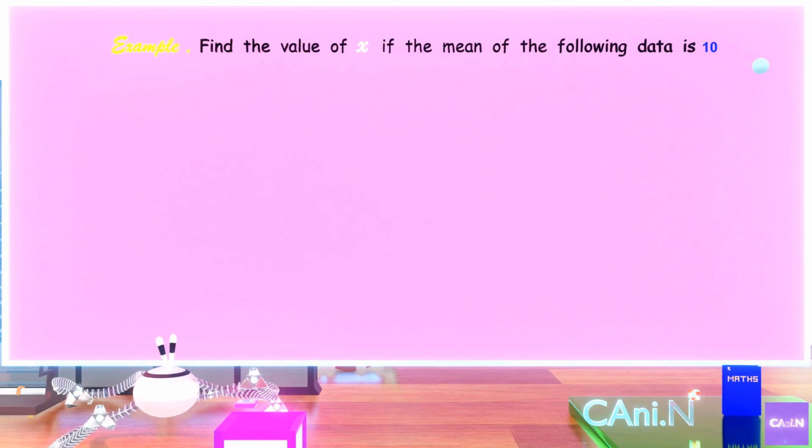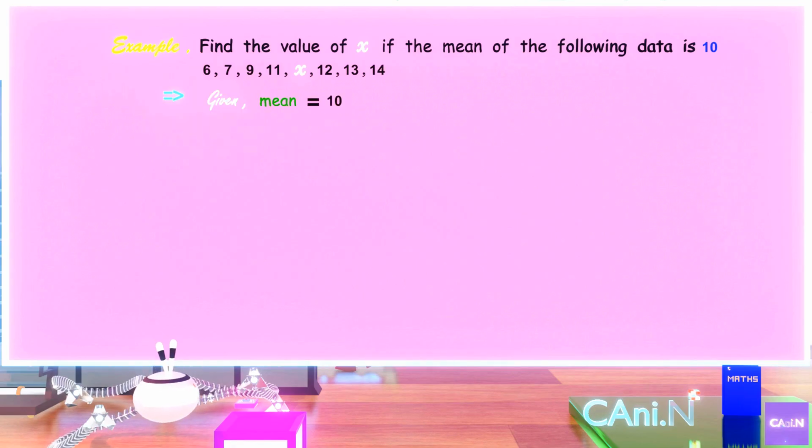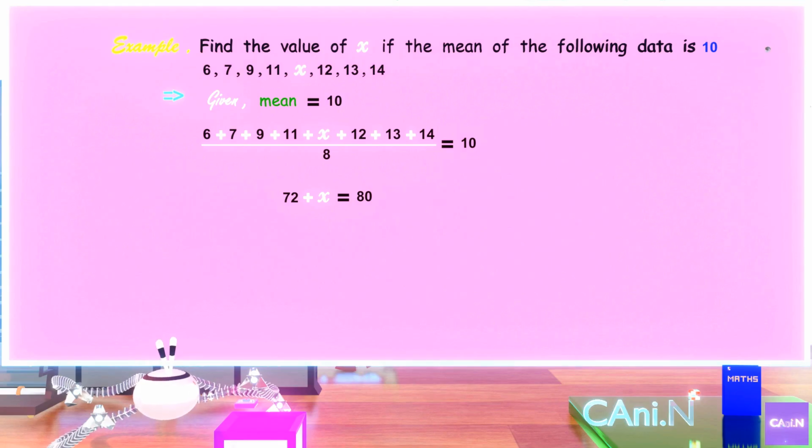Example. Find the value of x if the mean of the following data is 10. 6, 7, 9, 11, x, 12, 13, 14. Given, mean equals 10. Now, mean equals sum of all observations by total number of observations. So, 72 plus x equals 80. Therefore, x equals 8.